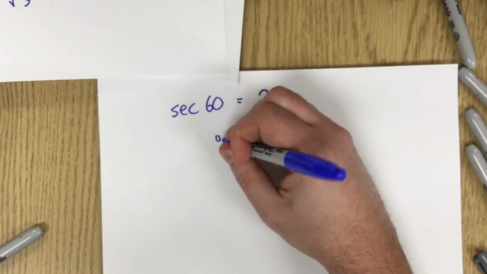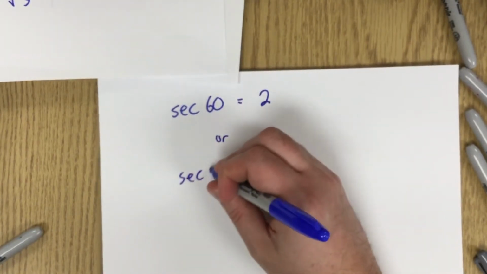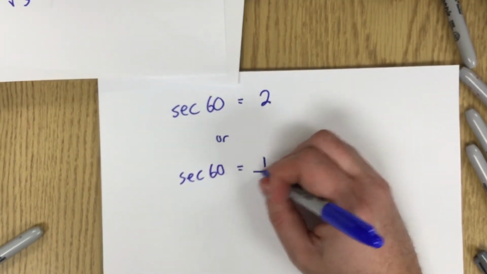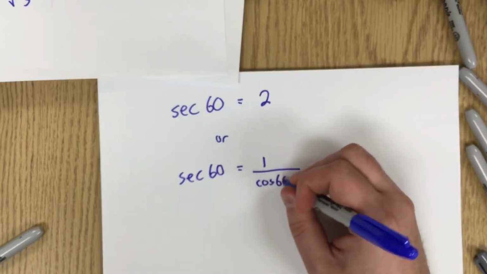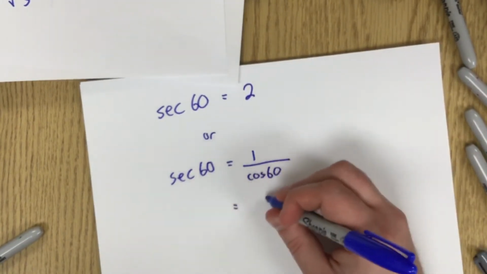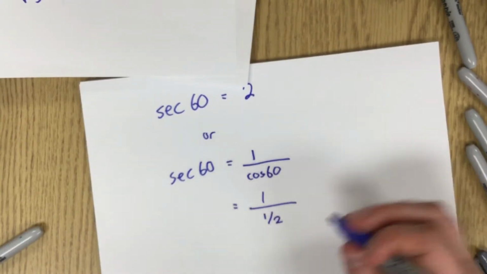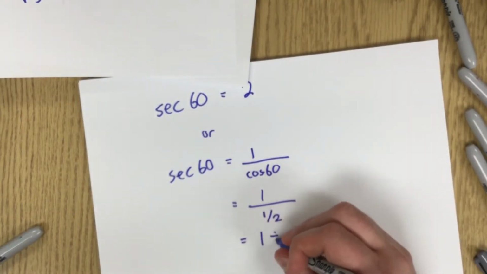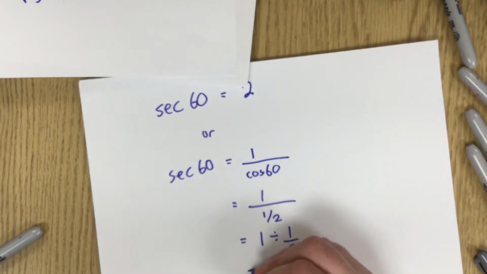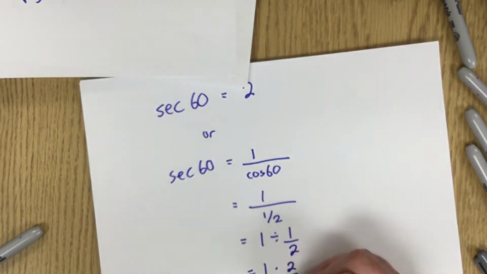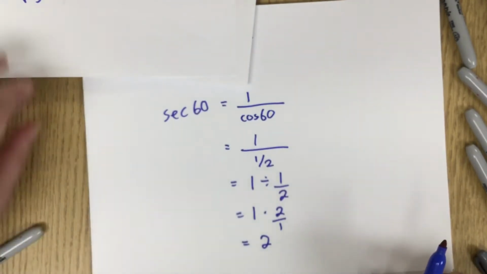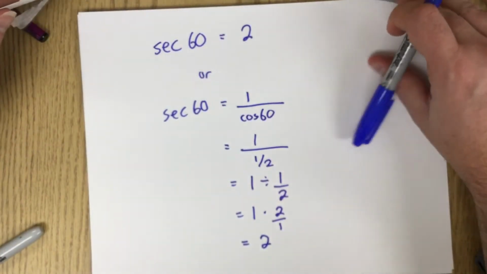Or, another way of doing this would be that the secant of 60 equals 1 over the cosine of 60, and the cosine of 60 is 1 over 2, which is 1 divided by 1 over 2, which is 1 times 2 over 1, which is 2. Either way works.